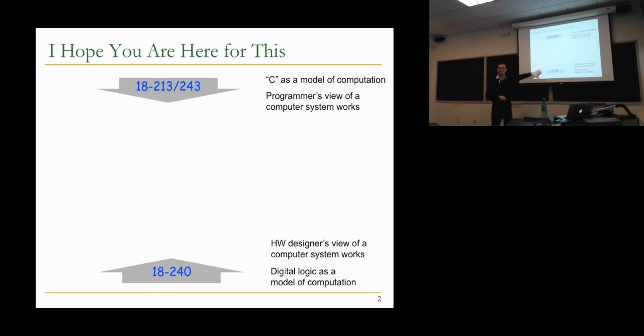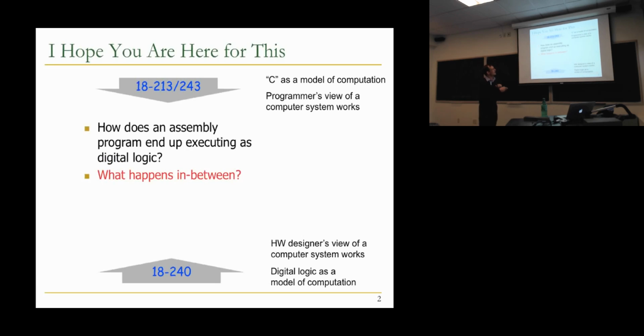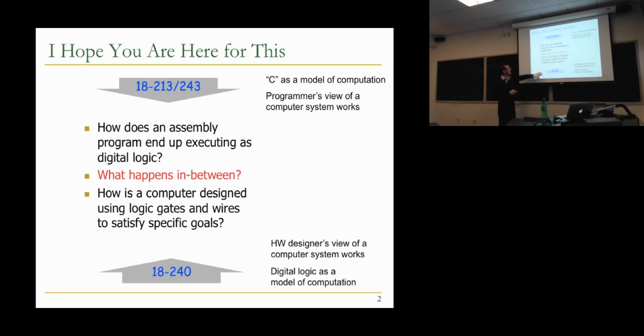Well, in this class, you'll actually bridge the gap. We'll talk about what happens in between. What is the interface between the programmer and the hardware? And how does an assembly program end up executing as digital logic? Actually, how does a C program end up executing as digital logic if you bridge the gap between C and assembly as well? And how is a computer designed using logic gates and wires to satisfy specific goals? Well, the first goal is to actually functionally execute the program correctly, right? But also other goals: execute it fast, execute it energy efficiently, execute it reliably.